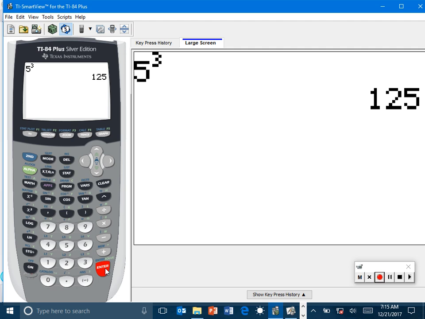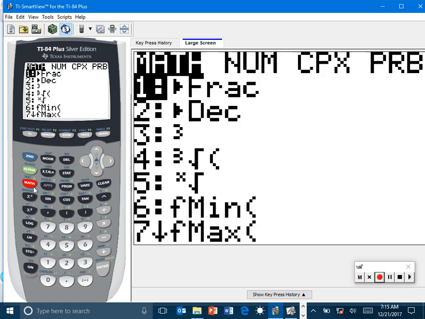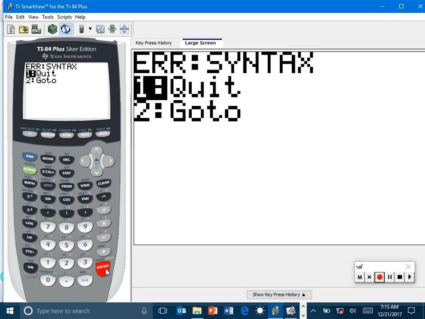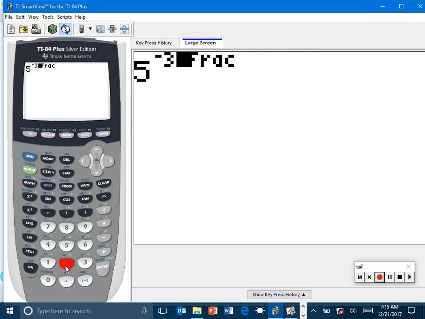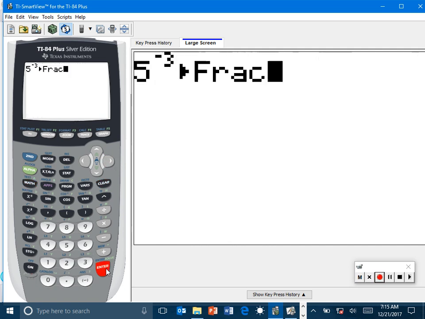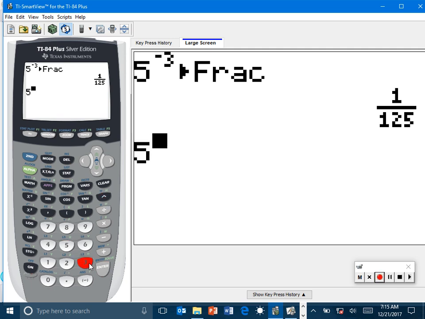So when I stick a negative on it and use my fraction button, whoops, it didn't like that. Let's see what I did wrong. Okay, negative third, and then math fraction. There we go. And again, 5 to the positive third was 125. So a little trick there if you think through it.